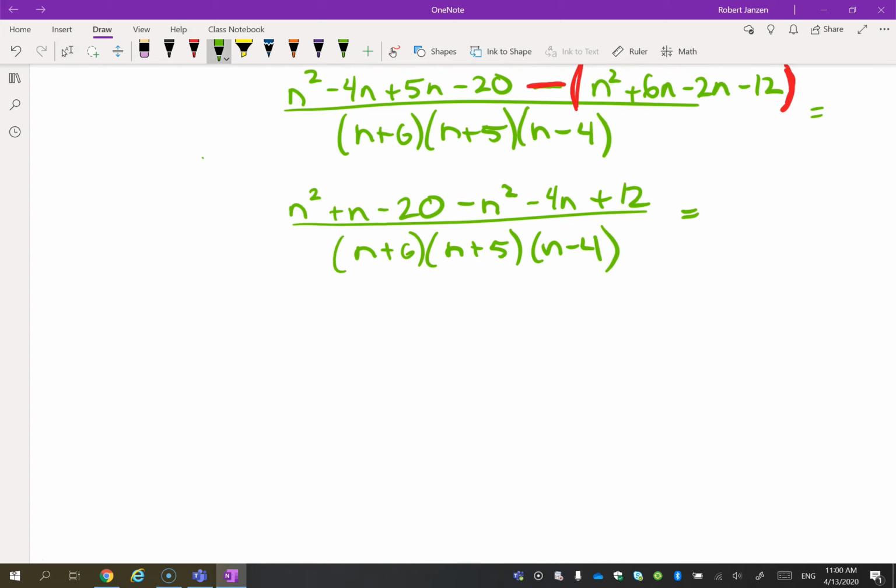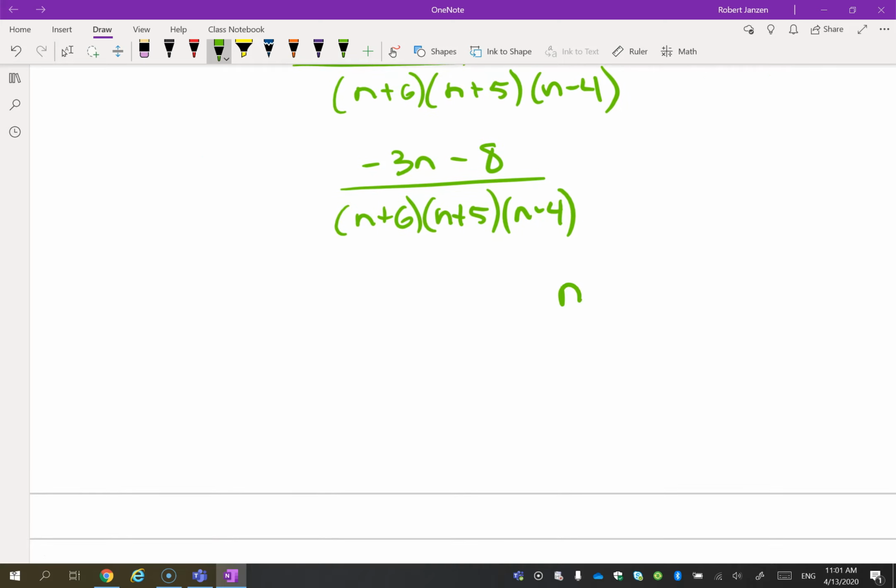Okay, so simplifying n squared, I get negative 3n minus 8 over n plus 6, n plus 5, n minus 4. And you can see there's nothing I can simplify there. There's no way I can factor something out of negative 3n minus 8 that is common with my denominator. So n can't be negative 6, n can't be negative 5, and n can't be 4.